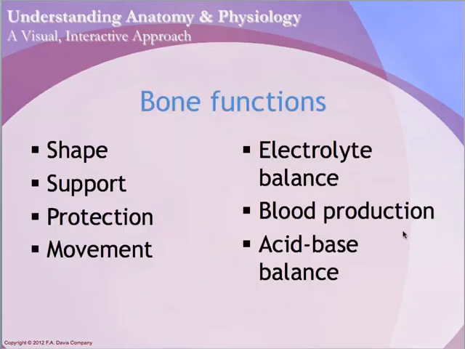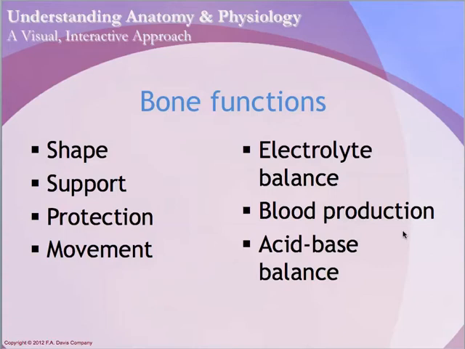body. Some of the other specific functions besides shape, which is the structure we were just talking about, and the support, they provide protection for our internal organs. They provide movement of our arms and legs, as well as give us the ability to breathe. They play a role in electrolyte balance, so bones can store and release minerals, most importantly, calcium and phosphorus. They assist in blood production. Some of our long bones produce bone marrow, which is the site of blood cell formation, so that's where we get some of our blood cells.